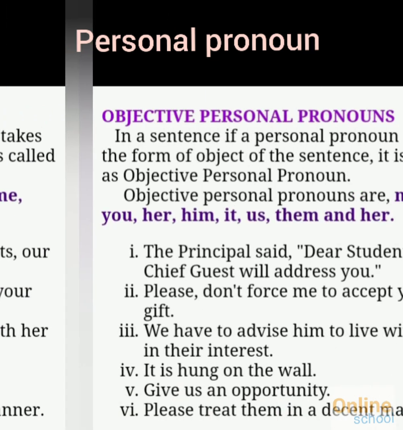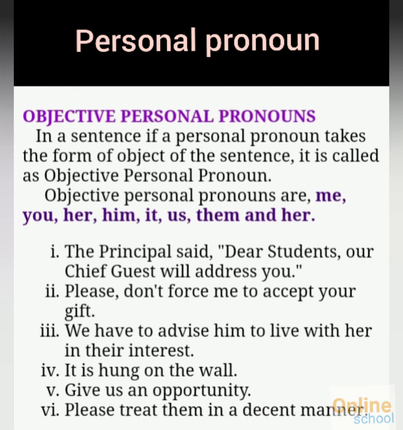For example number 1, the principal said, "Dear students, our chief guest will address you." Number 2, please don't force me to accept your gift. Number 3, we have to advise him to live with her in their interest. Number 4, it is hung on the wall. Number 5, give us an opportunity. Number 6, please treat them in a decent manner.